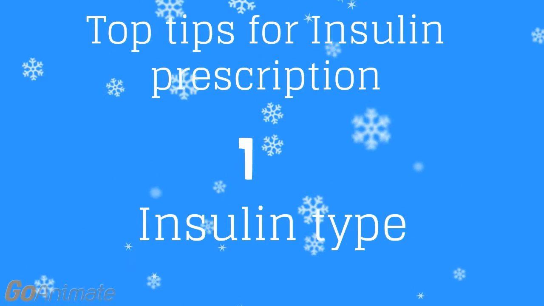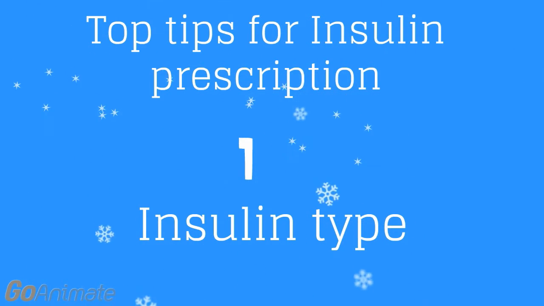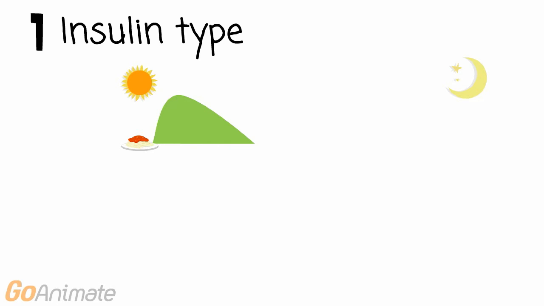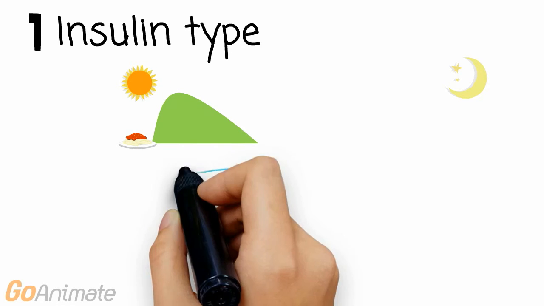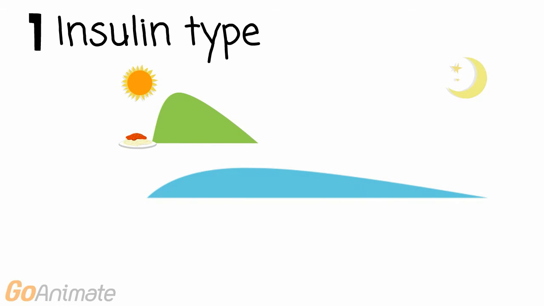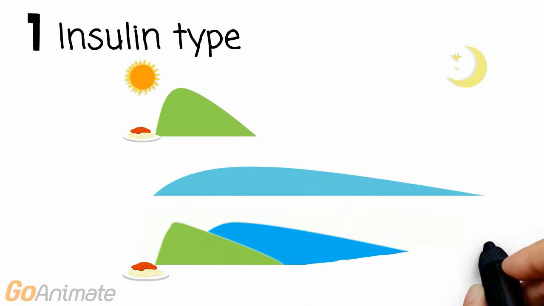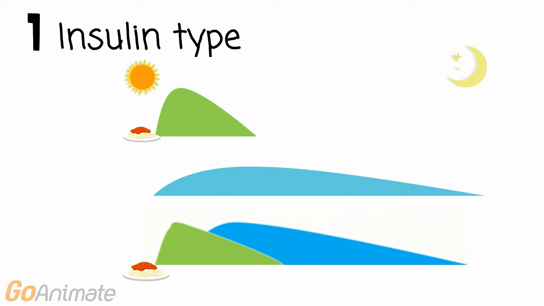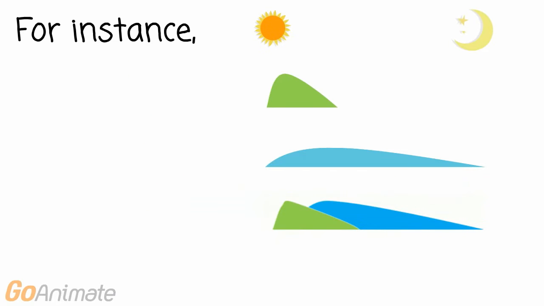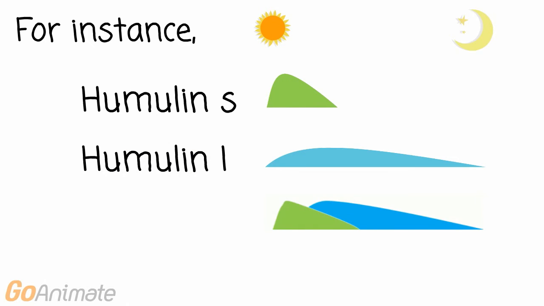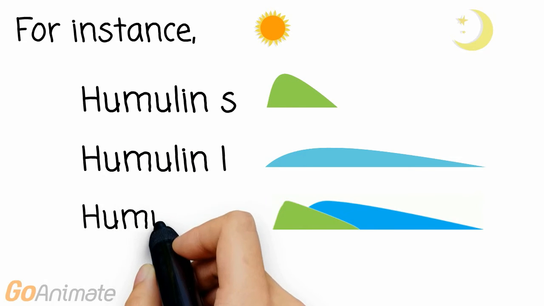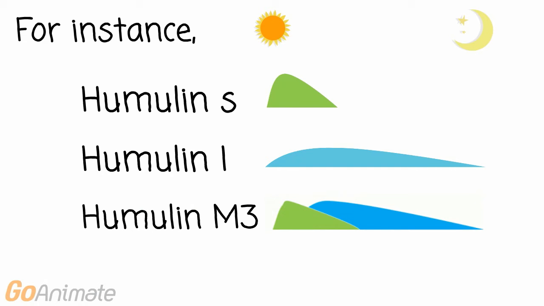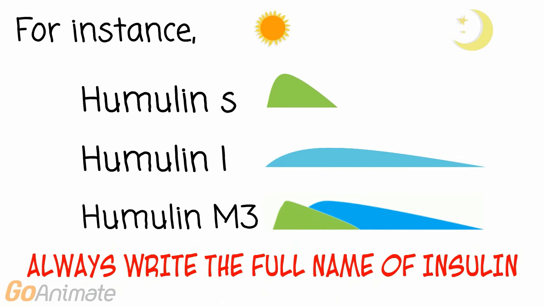First, you should know the type of insulin you are prescribing. It can be a quick-acting or mealtime insulin, or a background insulin, or a mixed insulin, which is a combination of both quick-acting and background insulin. For instance, Humulin S is a quick-acting insulin, Humulin I is a background insulin, and Humulin M3 is a mixed insulin. So, always write the full name of insulin.